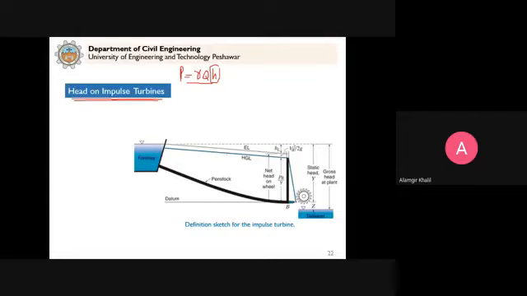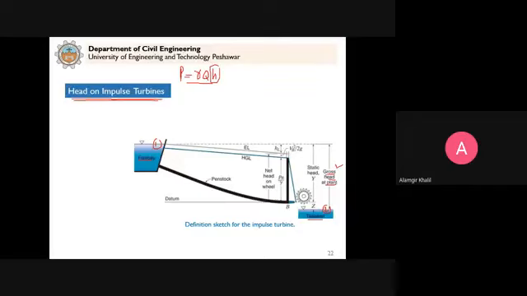All we need to know is how much head is acting on the impulse turbine. If I consider one point here and another point here, the head that is available and can be utilized by the turbine is the difference of the water level upstream and downstream. The water level in the forebay, the upstream, and in the tailwater, that is the gross head available.